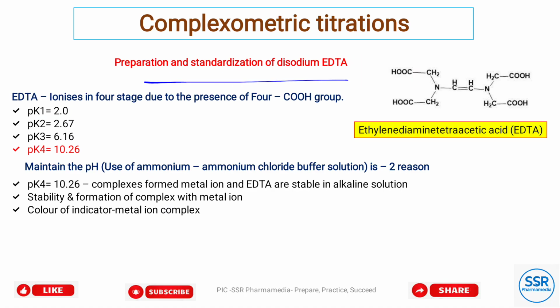Preparation and standardization of EDTA. So EDTA ionizes in 4 stages due to the presence of 4 COOH groups. And for preparation, you have to see the molarity formula and read it.